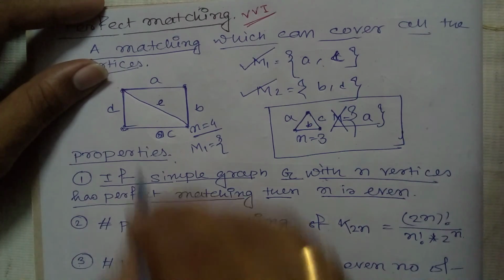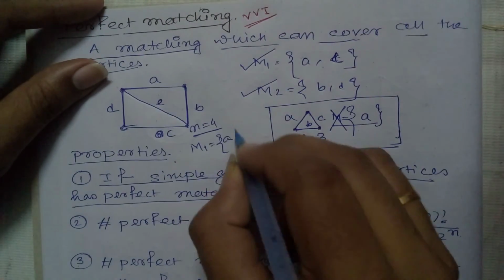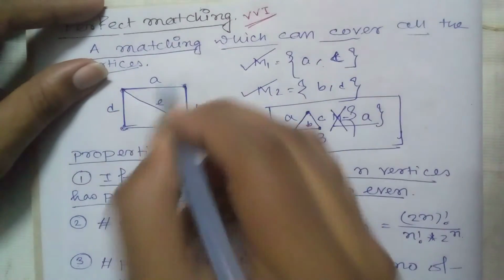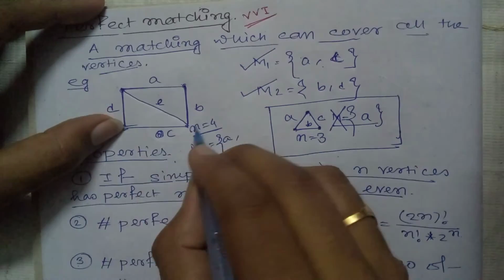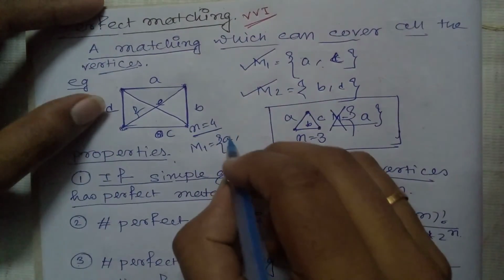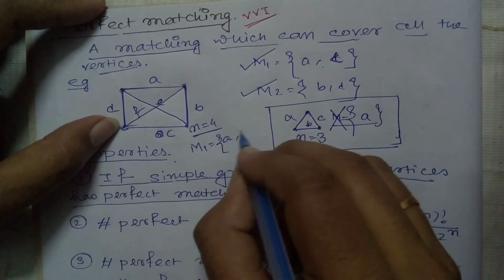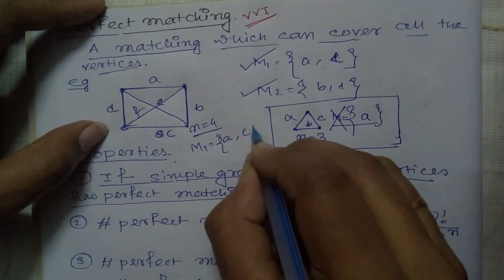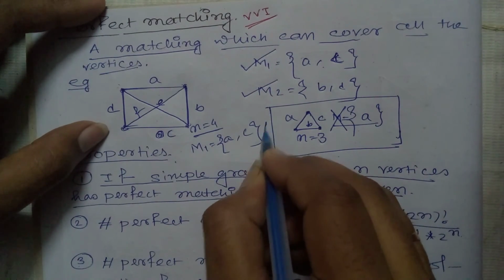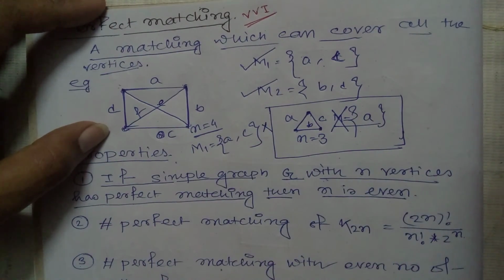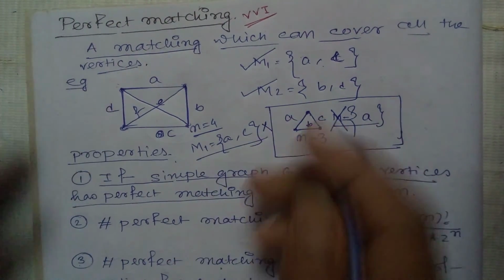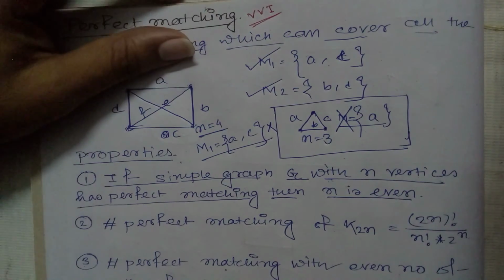Let's say I am taking A, which takes this vertex, and I am adding another edge, that is F. And let's say we try to take C. We cannot take C because A and C are connected, so it is not possible to take any perfect matching even if n is even.